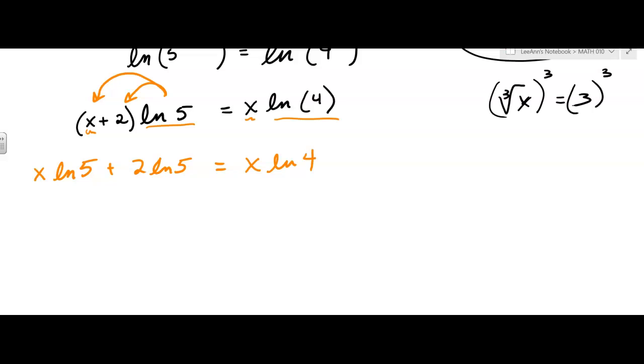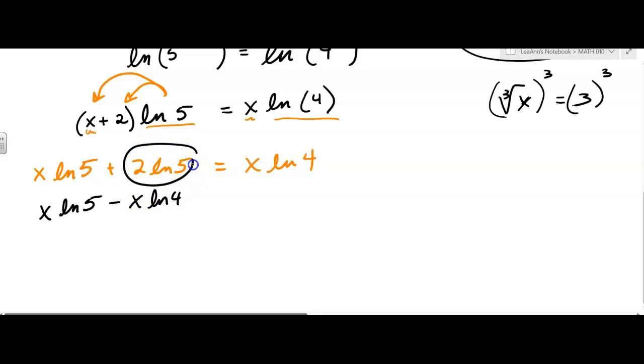Now, we could do it both ways. We could either put the x on the left or the x on the right. I'm going to put it on the left. I might prefer to have it on the right, but we'll see what happens. And then this needs to go to the right-hand side, and then it'll become negative. So we have this statement. So this came over here, and now I have x natural log 5 minus x natural log 4, and it's equaling negative 2 natural log 5. Okay. We want to factor out on the left, we want to factor out the x.